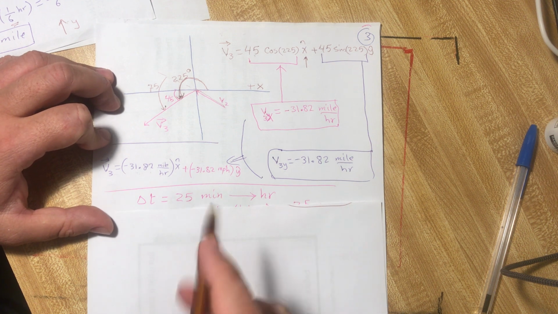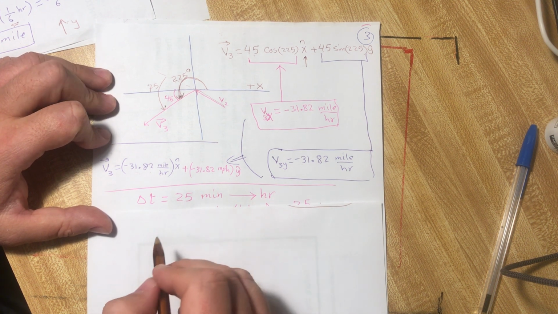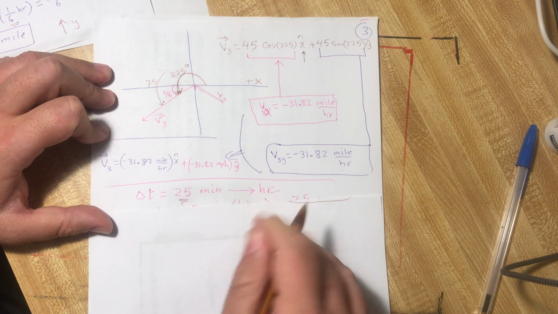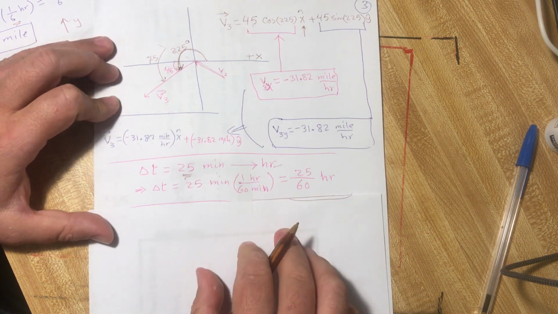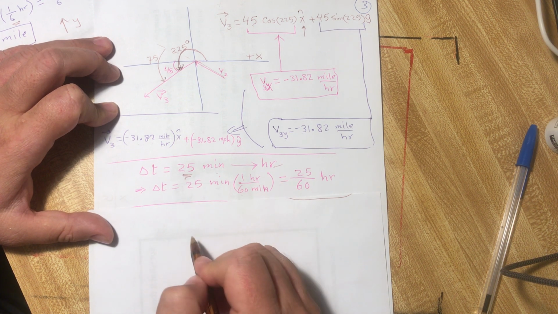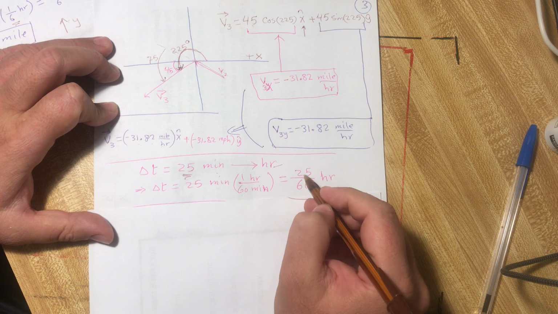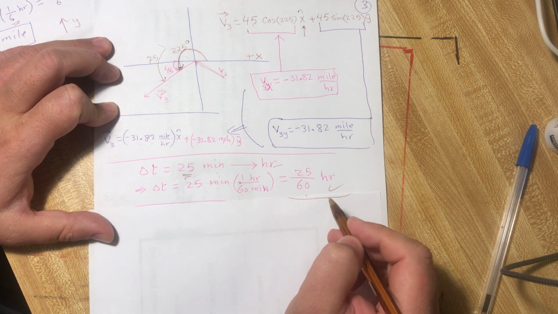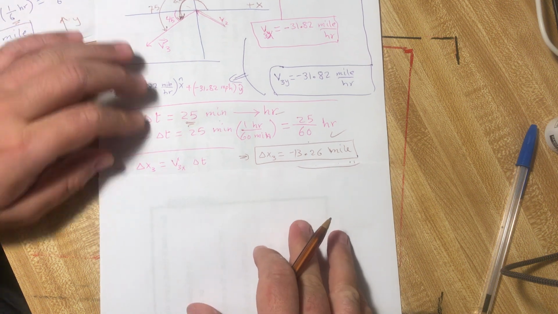Okay, now the time that I have is 25 minutes. I need to convert it to hours. In the same way, I will multiply by 1 hour over 60 minutes. The answer will be 25 over 60 hour.